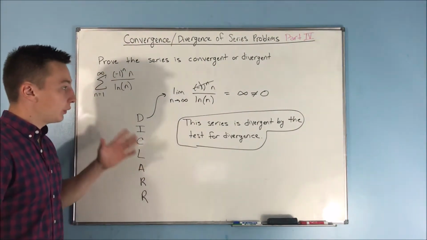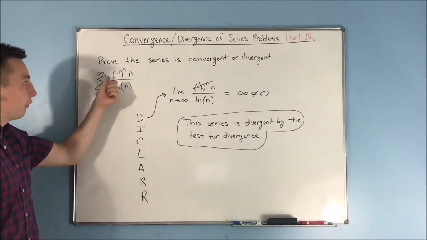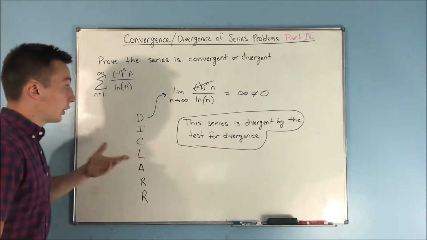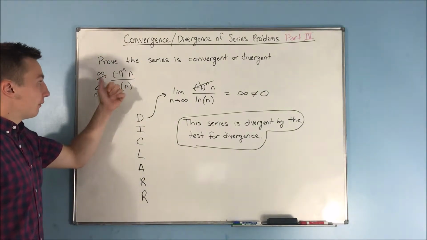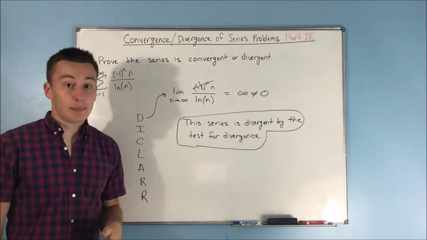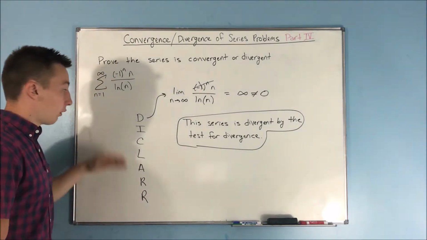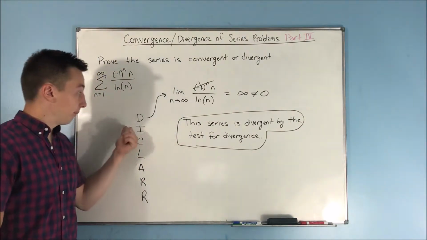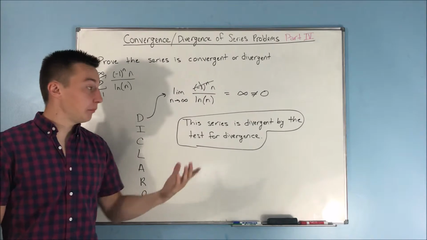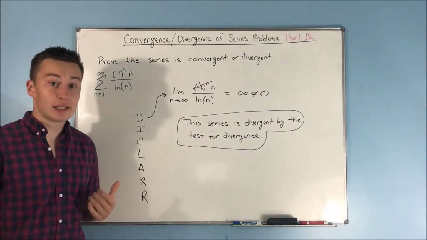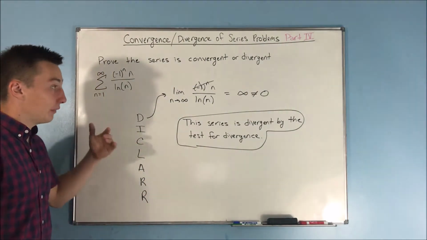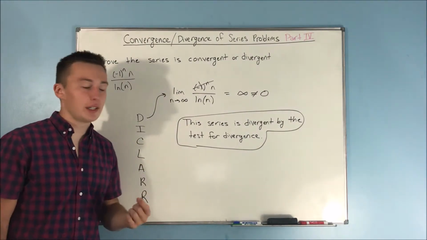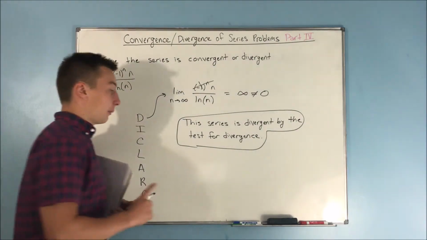So just to recap, you could have tried the alternating series test first. Not sure if it would have worked or not, but the fact is that you need to go through your step-by-step checklist first and realize that we have the test for divergence. That is going to be a little easier to use than the alternating series test. So if that's something that is going to work, let's definitely use that over the alternating series test. So on to our next problem.